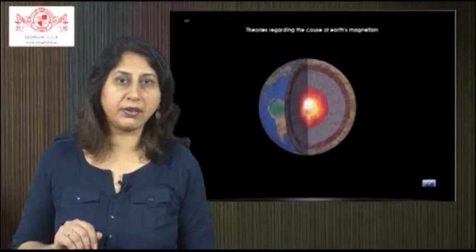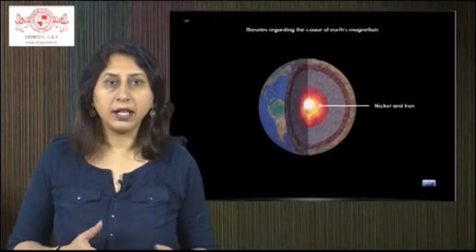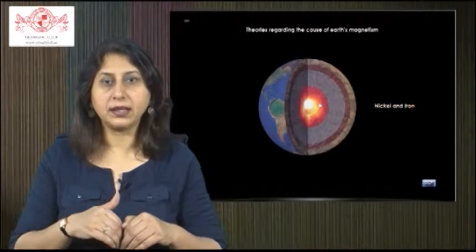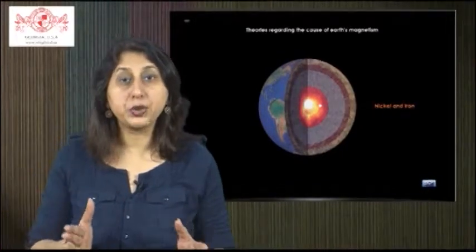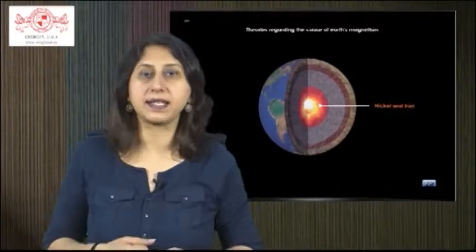According to another theory, the molten conducting materials like nickel and iron within the center of the Earth become magnetized due to the currents produced by the rotation of the Earth on its own axis. The third viewpoint is that the magnetism is due to the ionized gases present in the atmosphere.